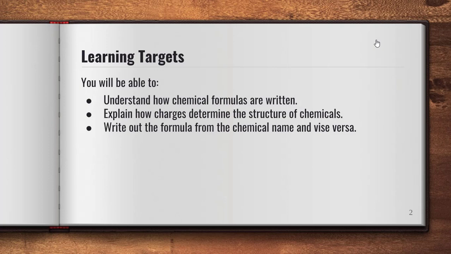So hopefully by the end of this video, you'll be able to understand how chemical formulas are written, explain how charges determine the structure of chemicals and how many atoms are involved in each particular chemical. You should also be able to write out the formula from the chemical name and vice versa, be able to get the chemical name from the formula. So let's get started.